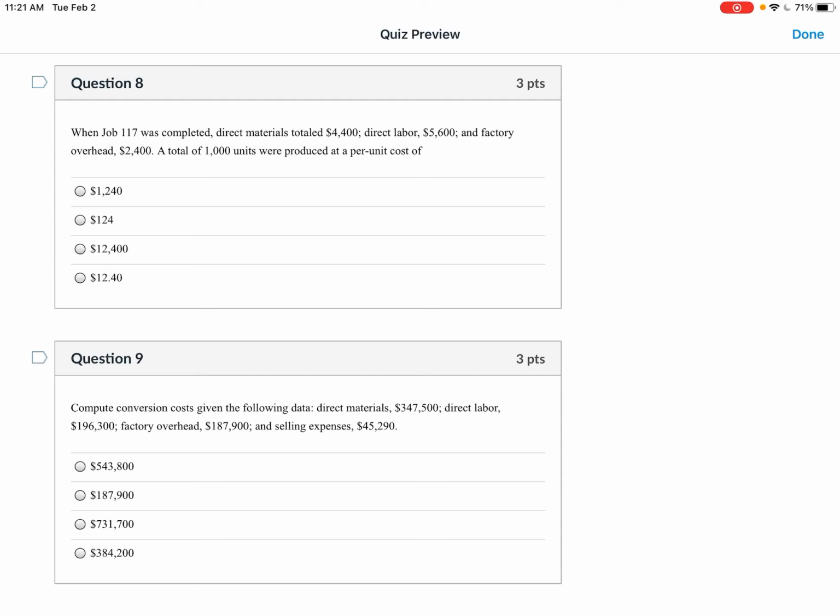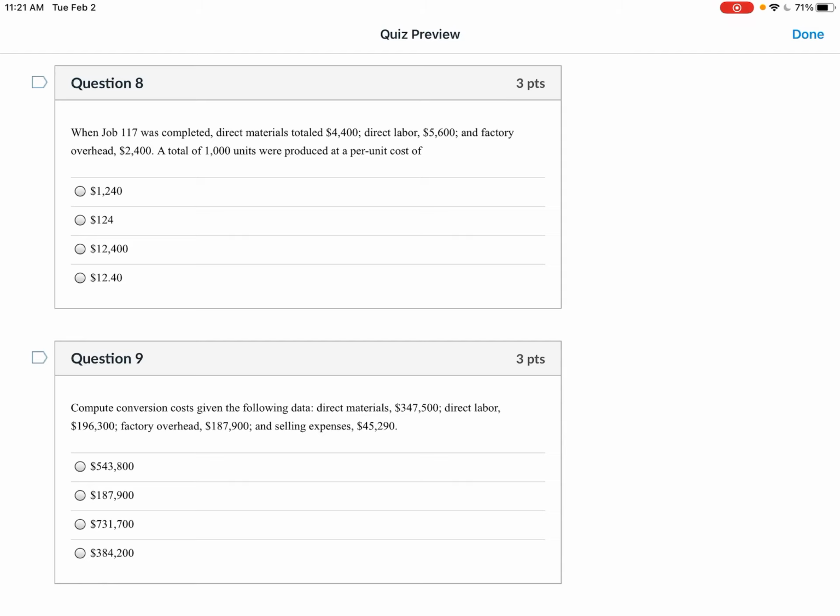Which, you know, looking at the other three options, that would make sense, right? It wouldn't be 12,400 because that's the total all-in cost. So that wouldn't be a per unit cost. It wouldn't be 1,240 because that would be the cost if you made 10 of them. And it wouldn't be $124. That'd be the cost if you made 100 of them. But you know, it's only made 1,000. So, okay.